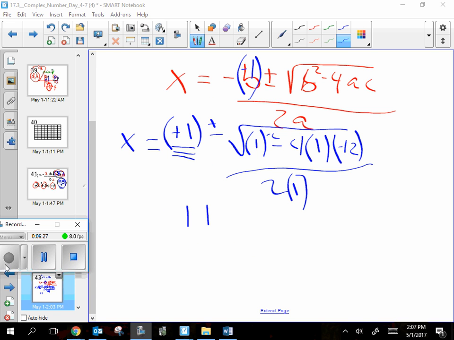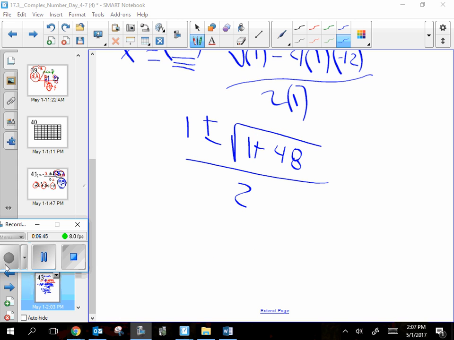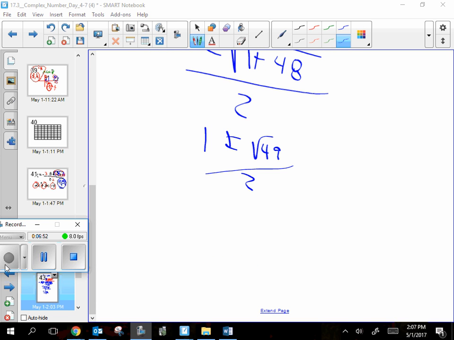1 plus minus square root of 1 minus 4 times 12. Ooh, that's really big. 48. Yep. And yes, there's 2 negatives, so should it be minus? No, positive. Should be plus all over 2, and then 49 divided by 1 plus and minus square root of 49 divided by 2. Good. I'm going to pause for a second while you get the 2 answers from that.